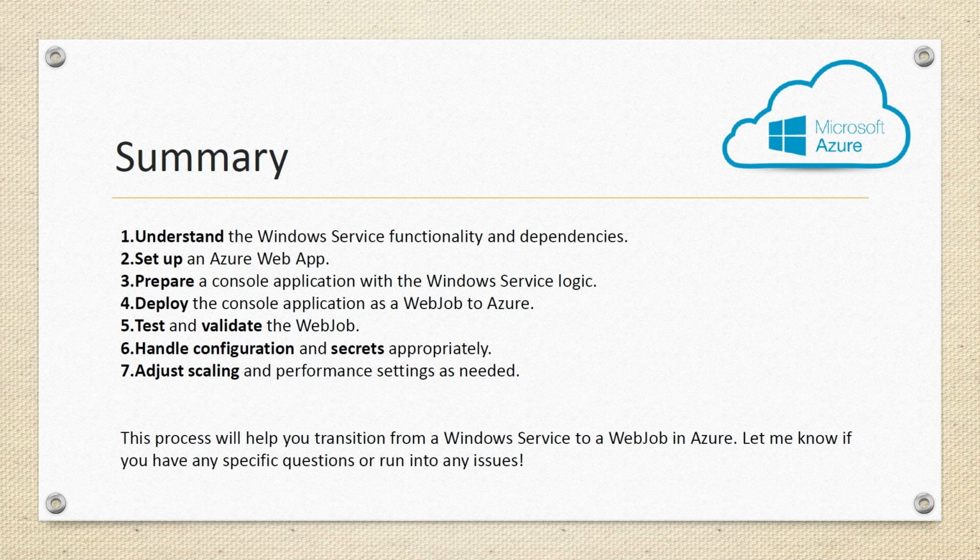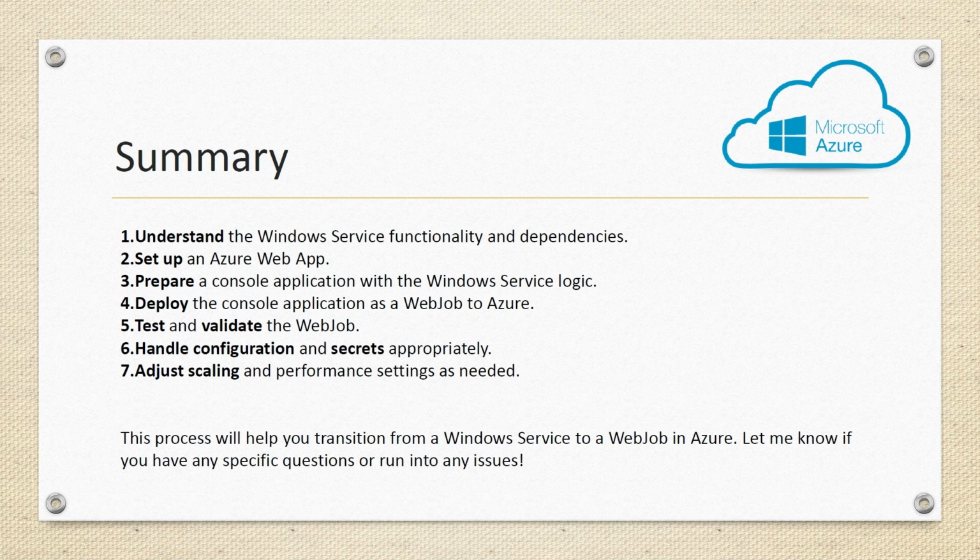Okay, so this is the summary of what we have done in this theoretical approach. First, you need to understand the Windows service functionality and the dependencies. After understanding your current running Windows service functionality and dependencies, set up an Azure web application. Prepare a console application with the Windows service logic. You first create a console application, and then whatever logic is written for your Windows service, you need to map inside your console application. After the successful conversion to a console application, you need to deploy it as a web job to Azure.